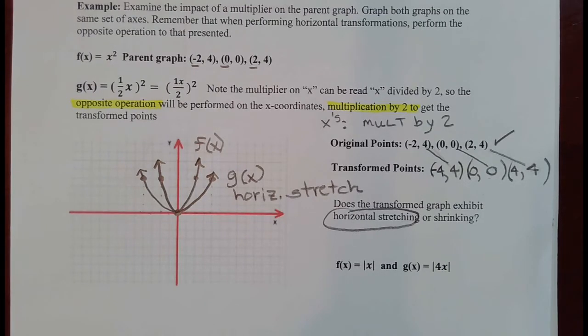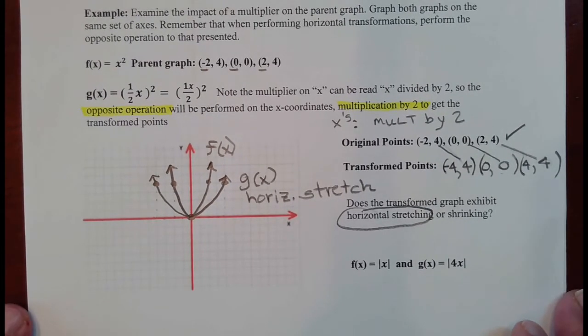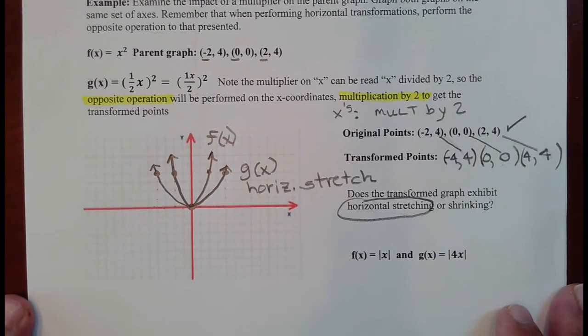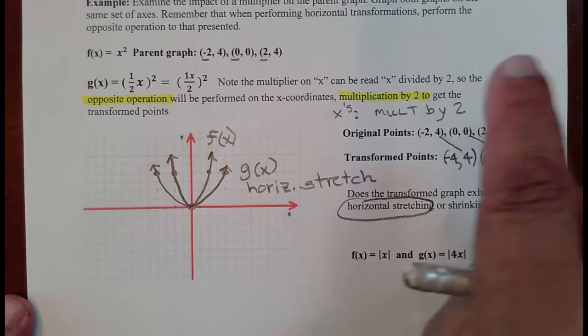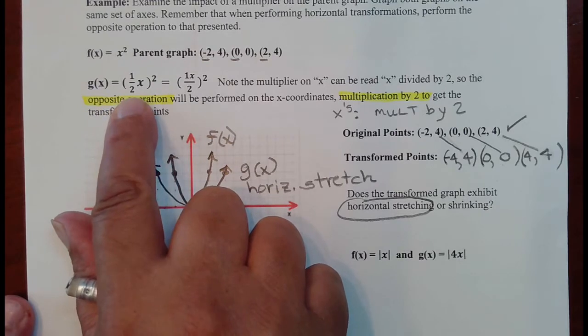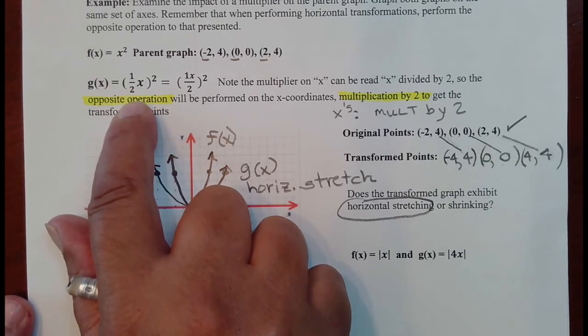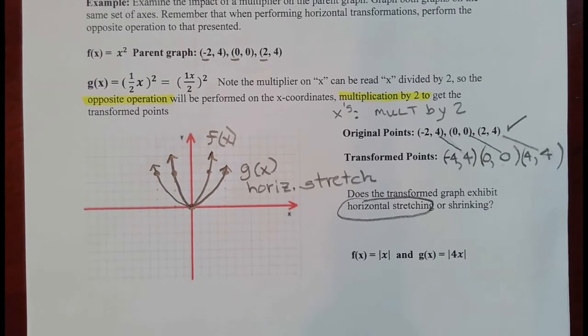Okay, this is a continuation of section 2.5 for MAC 1105. We had just finished talking about horizontal stretching and shrinking, and we had finished this problem using our parent points, noting that this was something that would be done on the x coordinates since the operation is inside with the x. But those operations on your x coordinates always get reversed.